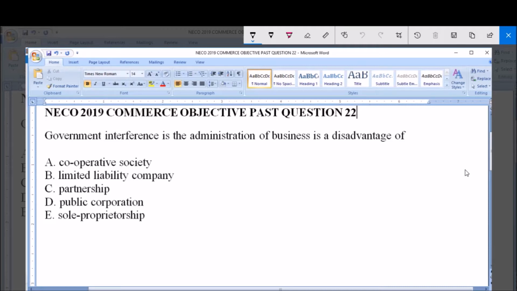Government interference in the administration of business is a disadvantage of A. Cooperative society, B. Limited liability company, C. Partnership, D. Public corporation, E. Sole proprietorship. So you have various types of businesses or corporations as the options, and we are asked for the one that government interference is a disadvantage of.